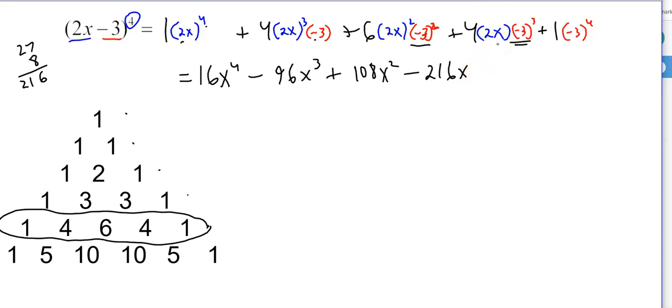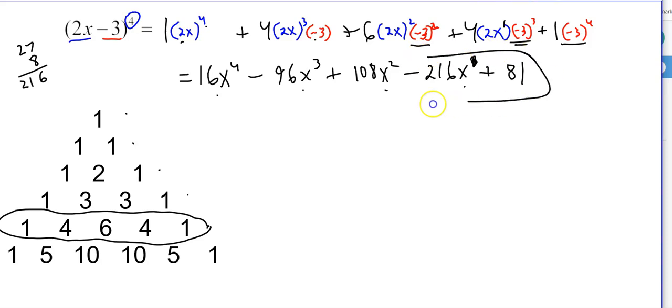Oh, wait. Sorry, x is being put to the first power. Fourth degree, third degree, second degree, first degree. That's just first power. It's going to be positive because of negative to an even power. Negative 3 to the fourth power, or 3 to the fourth power, is 81. So I'm adding 1 times 81, which is 81.